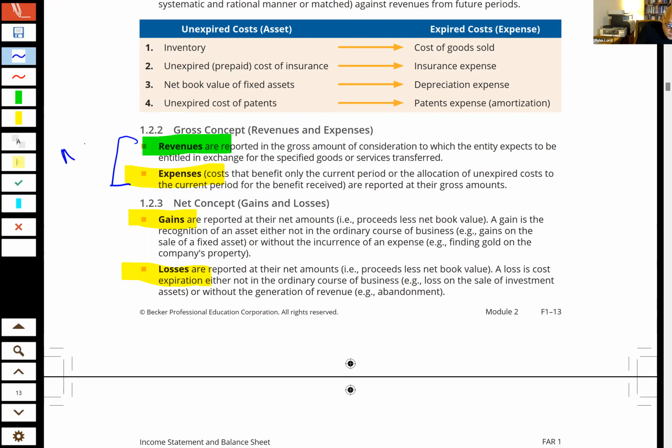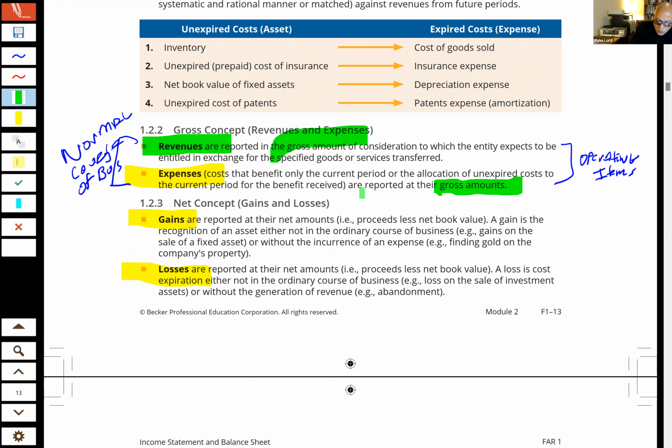Now for revenues and expenses, I want you to put down here that these are things that are normal course of business. And I want you to put down here that they are considered operating items. So these are day-to-day things, okay? And they are reported at their gross amounts on the income statement.